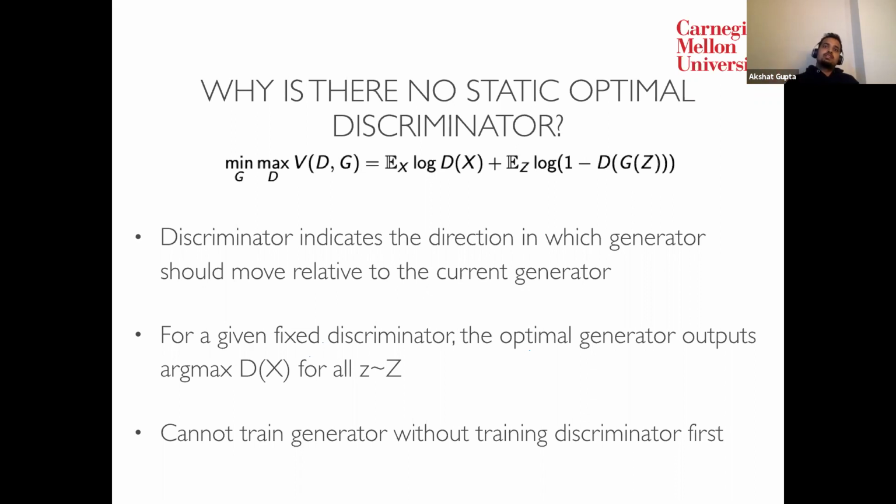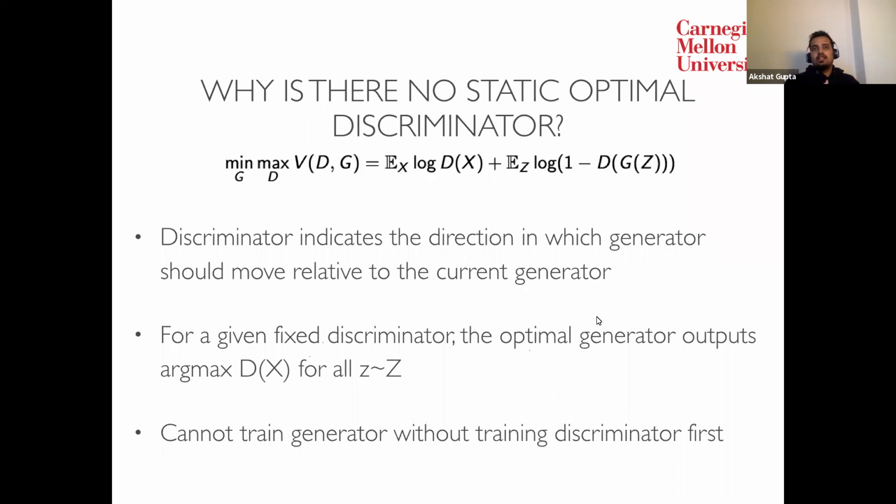The generated data distribution has now changed, so your discriminator should change for the generator to still be minimizing the Jensen-Shannon divergence. That is something that comes straightforward from the proof. Another way to see this is that if we have a fixed discriminator, what the generator will learn is to produce the sample that is the most likely to occur in the real distribution, and it will basically take an argmax over the D(x), and it will do that for all z, and that's not something that we want.